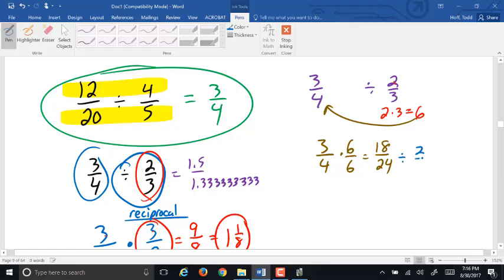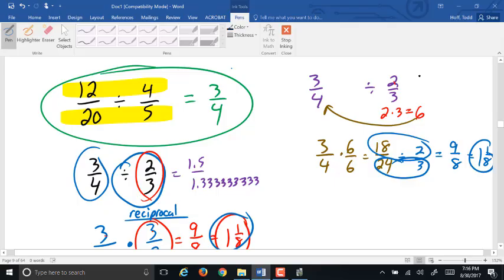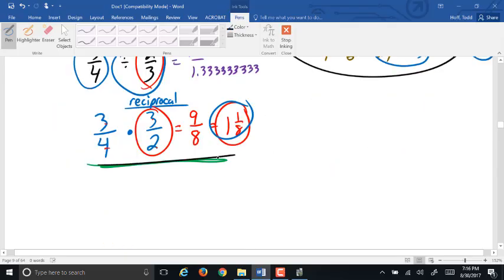Now if I divide by 2/3, what's 18 divided by 2? 9. 24 divided by 3? 8. 9/8 or 1 1/8. That's exactly what I got over here. How on earth do they get from this mess to multiplying by a reciprocal? Again, it's not as big of a leap as you would think.